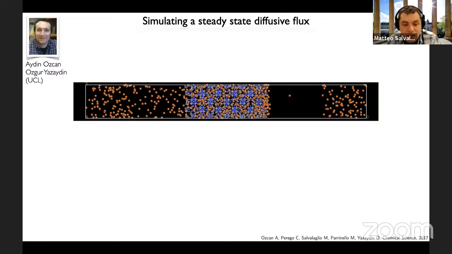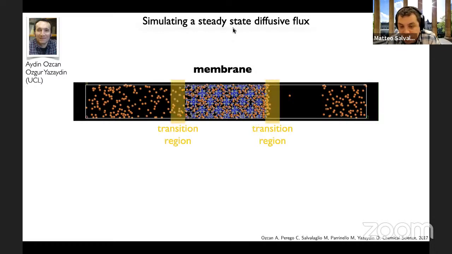And in this case, I'm showing results that come from a paper from Aydin, who's a student at UCL, supervised by Ozgur Aydin. And in this work, basically the main idea is that we're able to model a diffusive flux across a MOF membrane by imposing a difference in concentration between the two sides of the membrane without applying any external force to the membrane itself. So here, Claudio's idea of SimuMD actually applies in an asymmetric fashion.